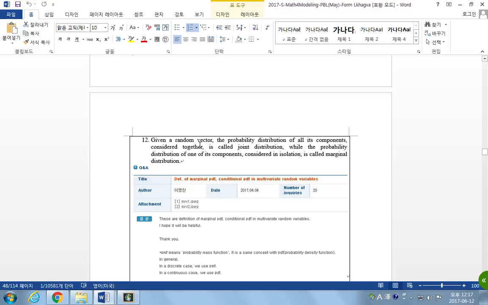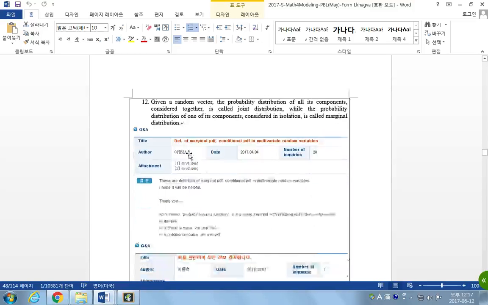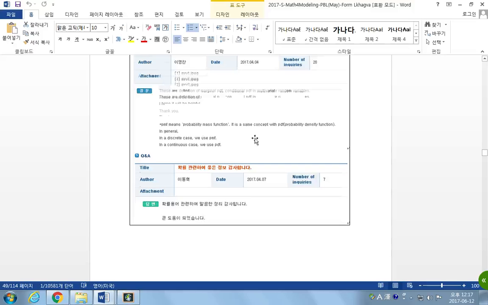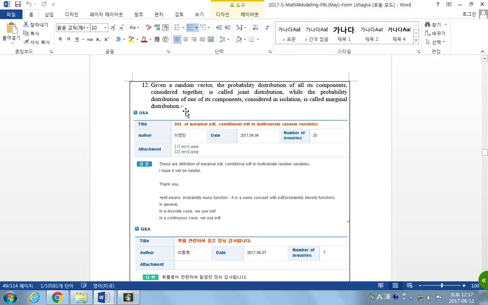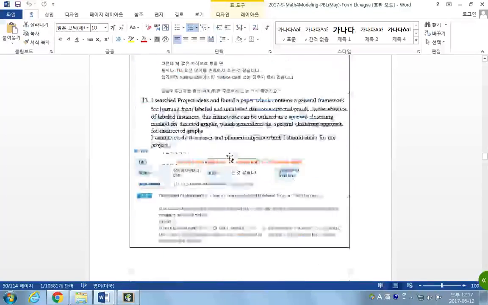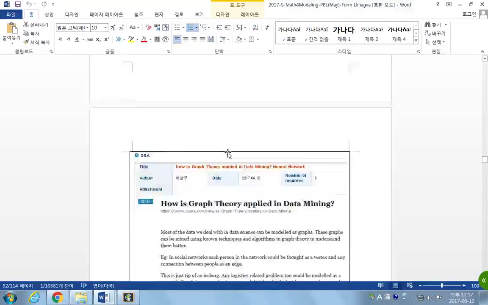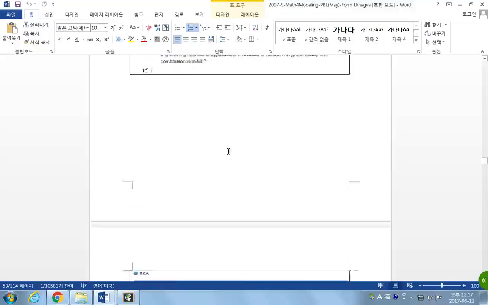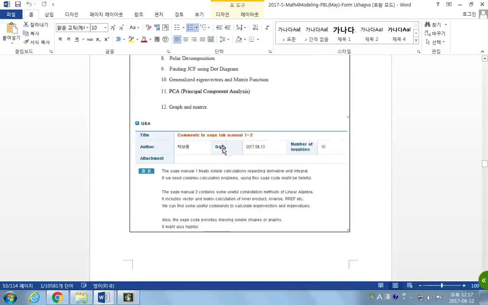Also here is given a random vector. The probability distribution of all its components considered together is called joint distribution, while the probability distribution of one of its components considered in isolation is called marginal distribution. Here is the discussion of marginal distribution. And I have found quant past participation is here.